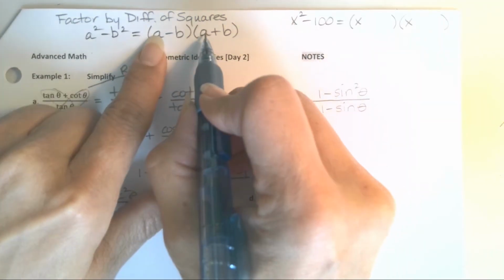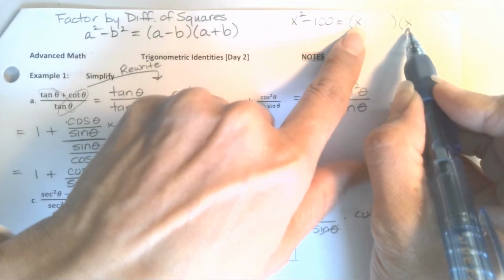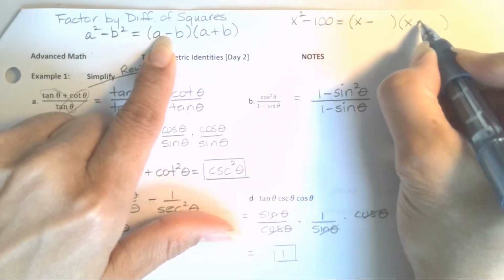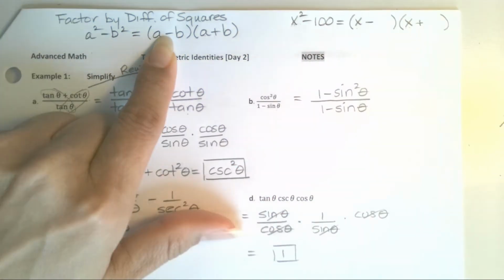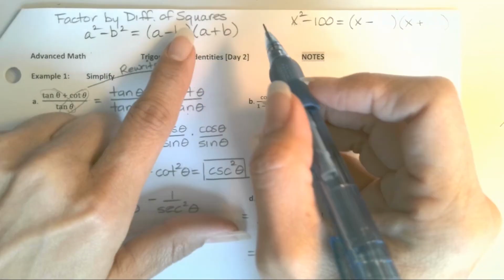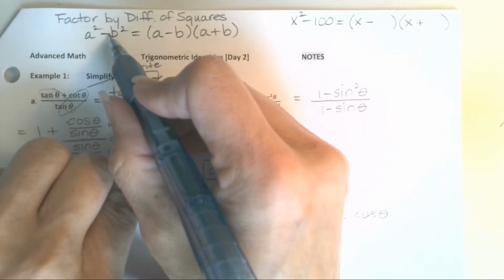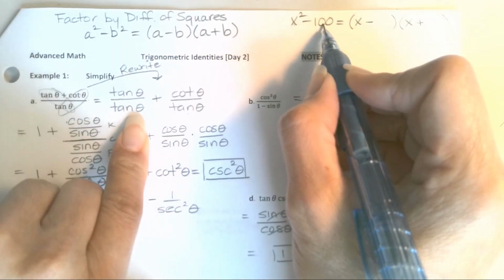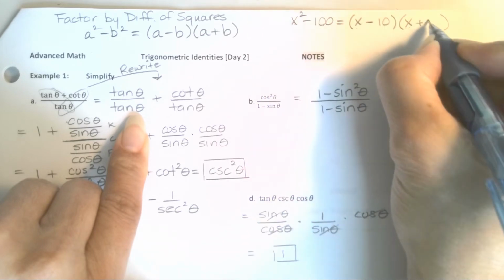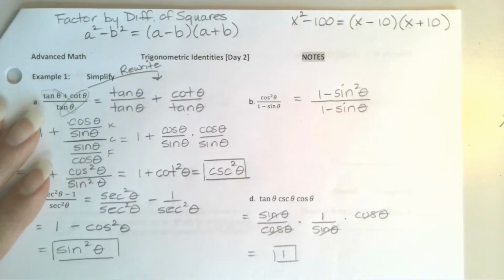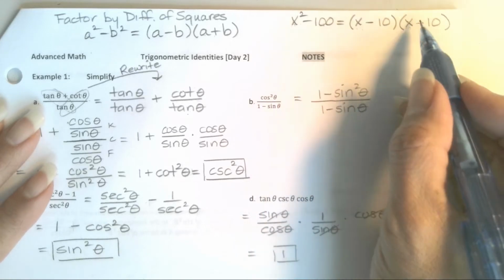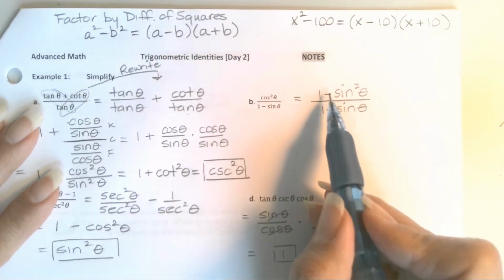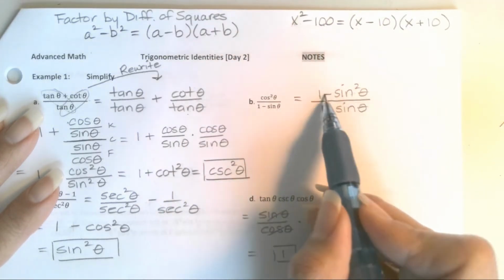Then, see how these have to match? They are matching. Then you put a minus and a plus, or if you prefer putting plus first, put a plus and a minus. And then to get your b, you needed to square root your b squared. So what is the square root of 100? 10 is correct. So I put a 10 and a 10. And you are done. x minus 10 times x plus 10 is the same thing as x squared minus 100. This right here is a difference of squares.